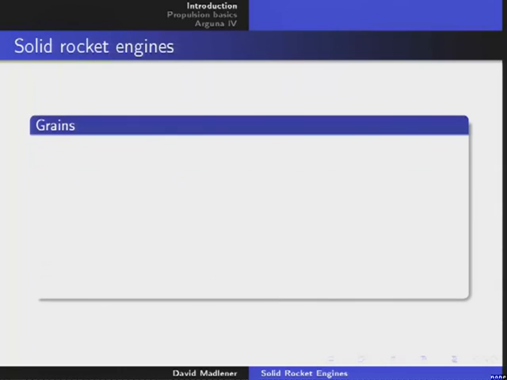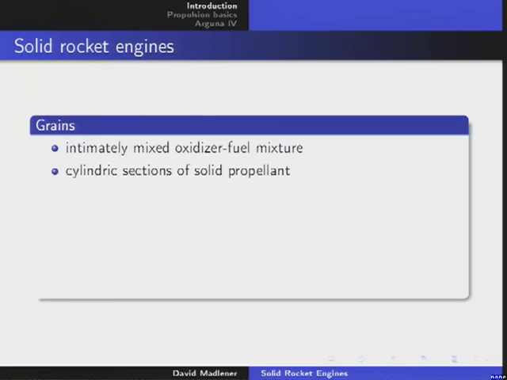Okay, so to the grains. The grains are essentially the fuel, but they are formed as cylinders. And it is an intimately mixed mixture of oxidizer and fuel, so something burns something else. Normally, there are cylindrical sections of the solid propellant, and these are called grains.